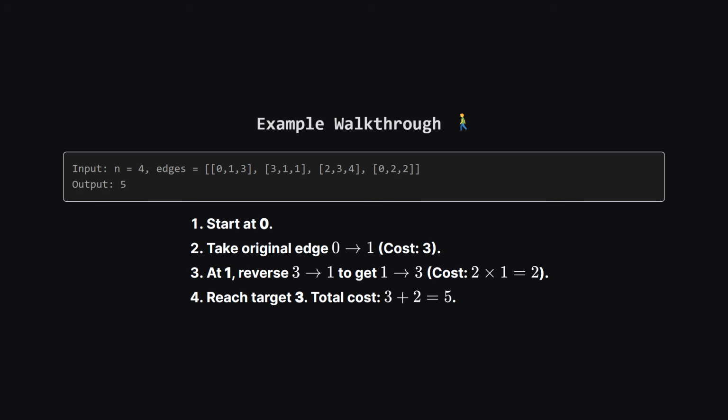Let's look at this example. From node 0 we could go to node 2 for a cost of 2, or node 1 for a cost of 3. If we go to node 1, we see an incoming edge from node 3. Even though it points the wrong way, we use our switch at node 1 to flip it. Now we can travel from 1 to 3 for a cost of 2. Adding the costs together gives us 5. Any other path would be more expensive, so 5 is our answer.